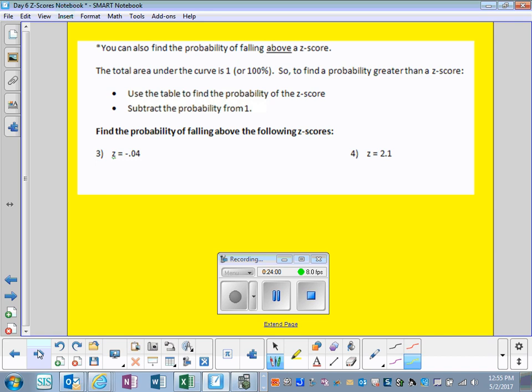To find the probability greater than a z-score, you use the table to find the probability of the z-score and then subtract that probability from 1. Kind of makes sense again, right? So if I have my bell and I have my z-score z, the probability of falling above the z-score is just 1 minus the probability of falling below it, right? Because the probability of falling somewhere is 1, if you choose the data somewhere in the population. So it's 1 minus the probability of falling below the z-score. Question? Does this make sense?